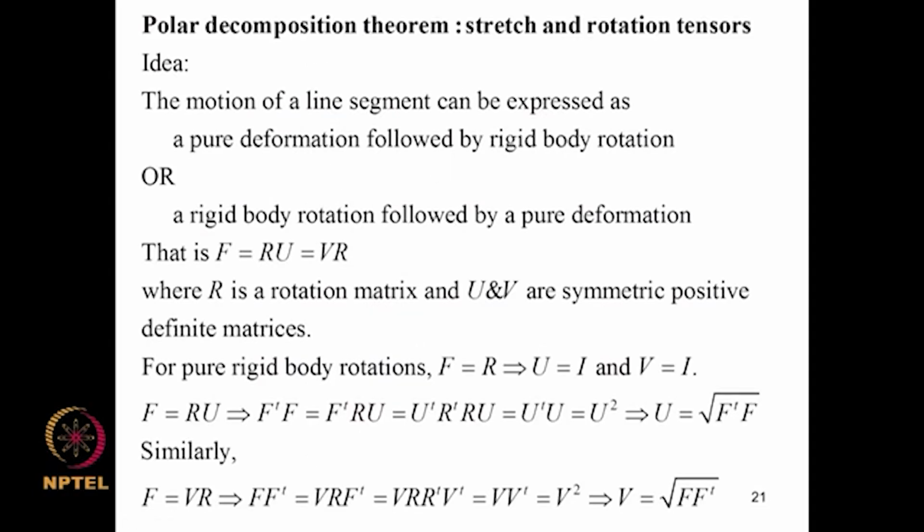There is an important concept known as the polar decomposition theorem, and that leads to the notion of stretch and rotation tensors. The main idea is this: the motion of a line segment can be expressed as a pure deformation followed by a rigid body rotation, or a rigid body rotation followed by a pure deformation. That is, F can be written as R into U or V into R, where R is a rotation matrix and U and V are symmetric positive definite matrices. So, for pure rigid body rotations, F is R, and consequently U will be I and V will be I. Now, for other situations we can work out how U can be determined as follows.